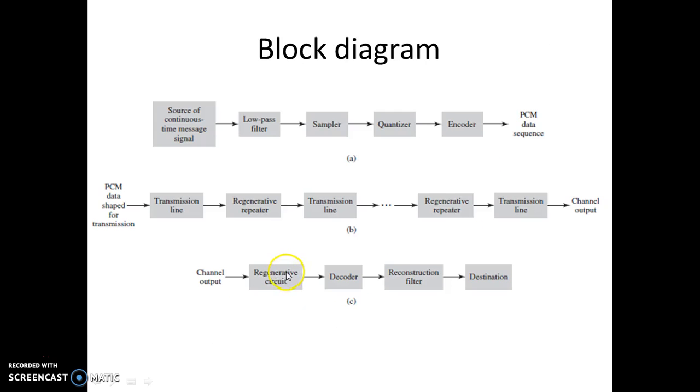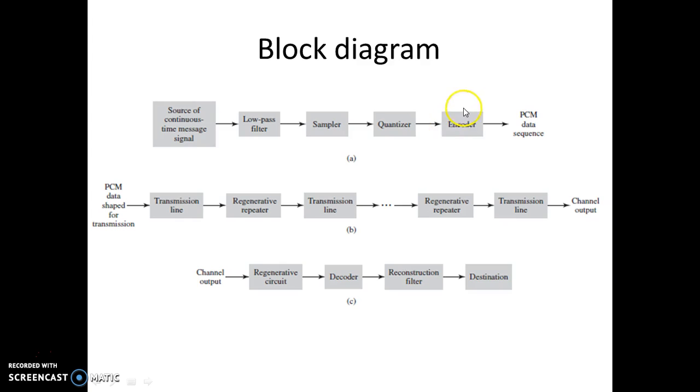The receiver has a regenerative circuit similar to the regenerative repeater. This encoded signal is then decoded. There is a reconstruction filter which was explained while we were discussing sampling. The reconstruction happens and then it reaches the destination. So this is a block diagram of pulse coded modulation, how pulse coded modulation happens.